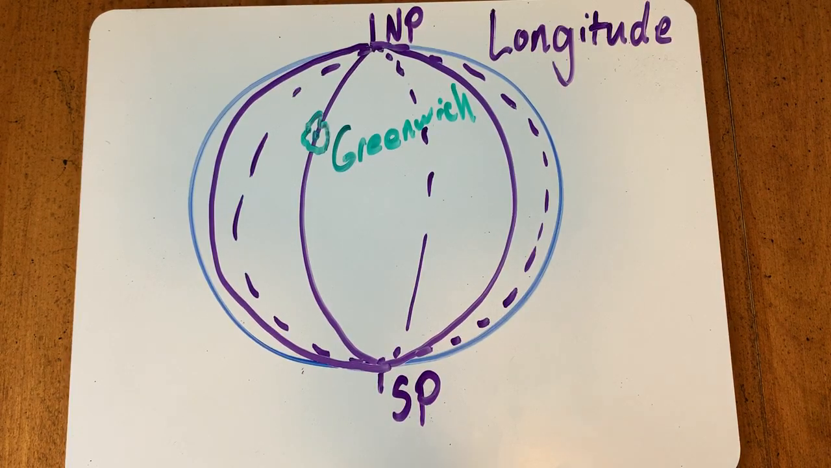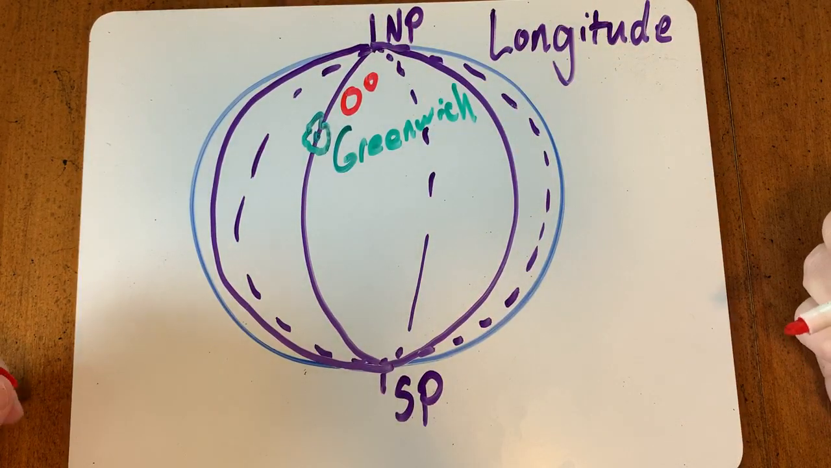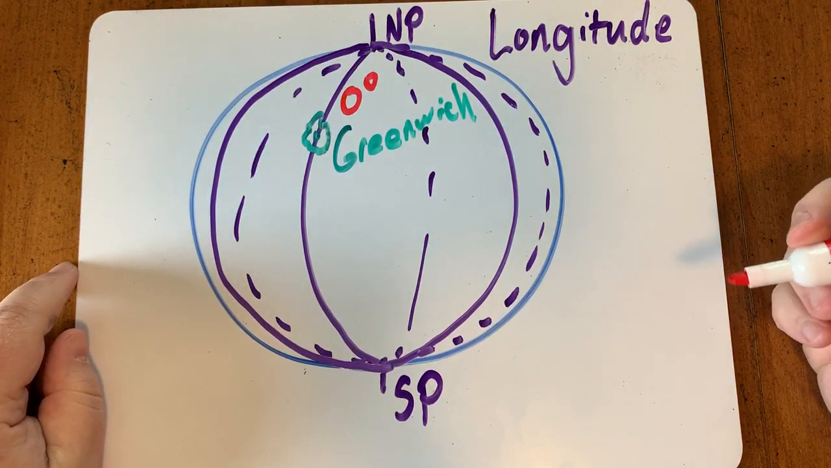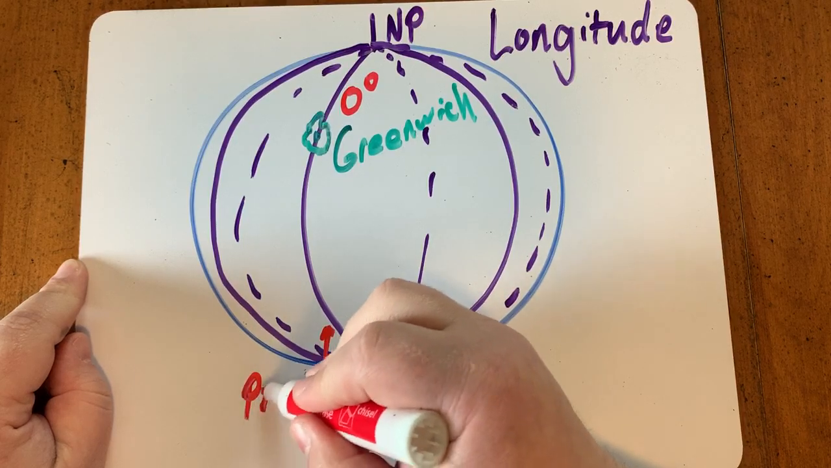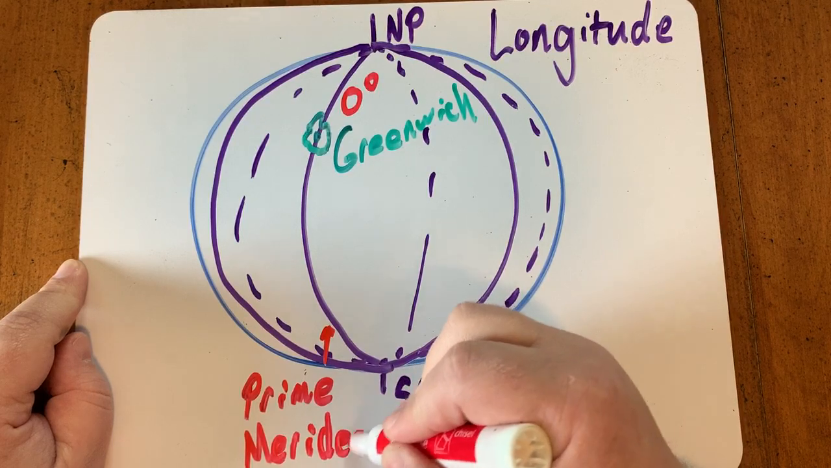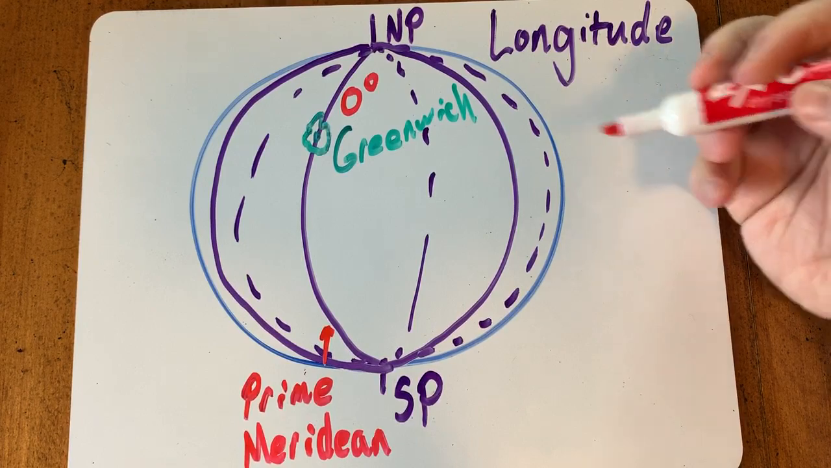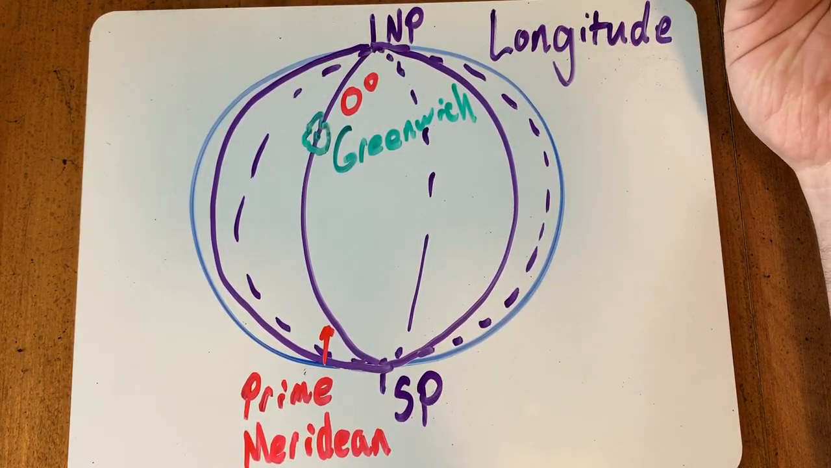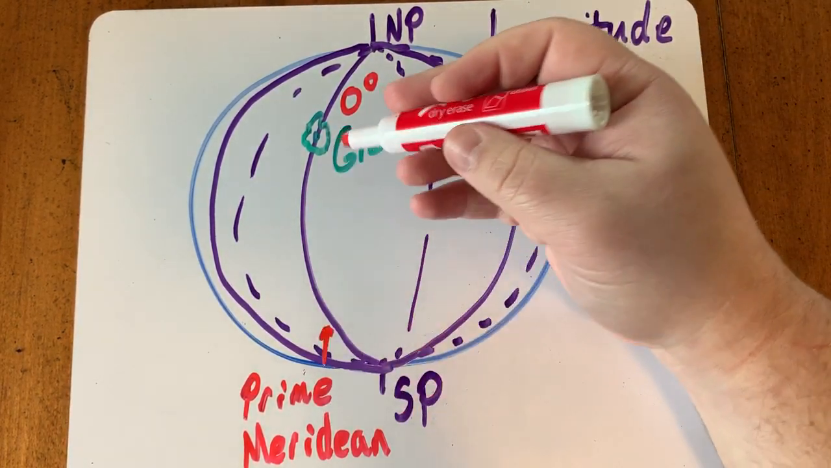Since they're the ones who thought of this, the line through them is 0 degrees. This is called the prime meridian. So that's called the prime meridian. It's the first meridian, which is another name for a longitude line. It's pretty outdated. The only one that's used is this one, the prime meridian.